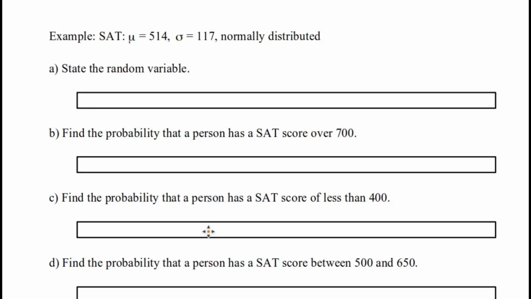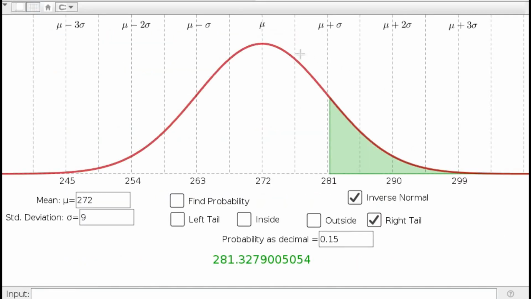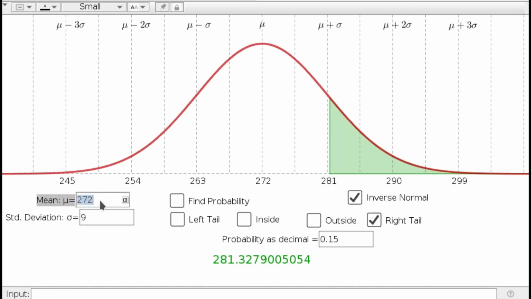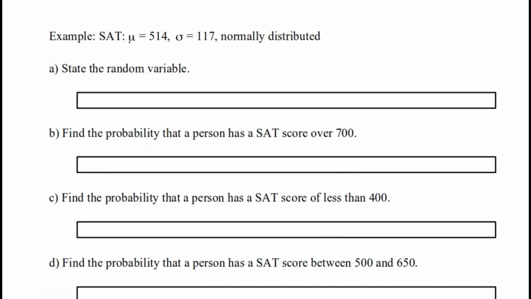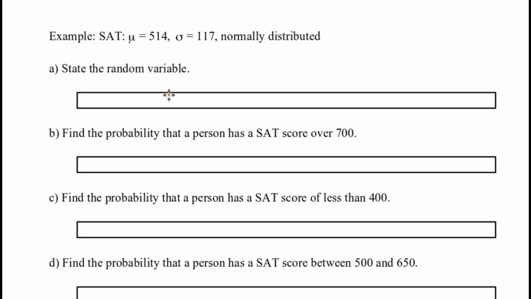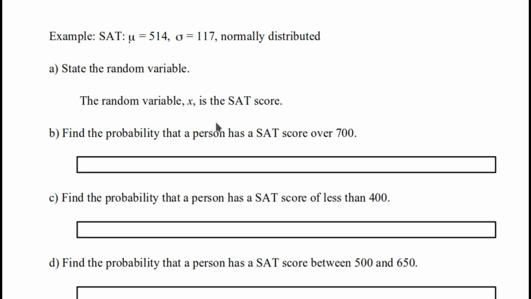Okay, let's look at a new example, and that is SAT scores. We're told that they're normally distributed with a mean of 514 and a standard deviation of 117. So let's put that in. We're using our normal distribution calculator. The mean was 514. The standard deviation was 117. And now let's start the questions. State the random variable. Well, that will be x, and it will be a randomly selected SAT score.